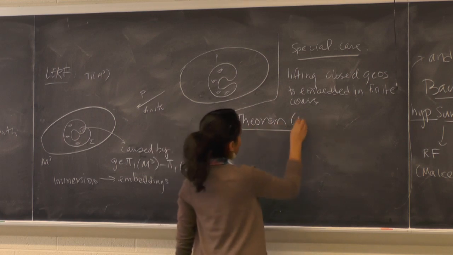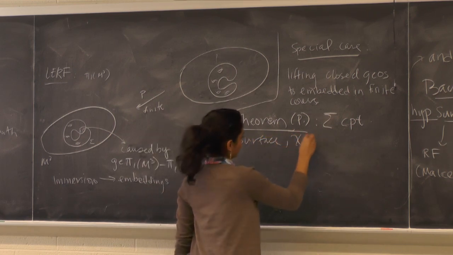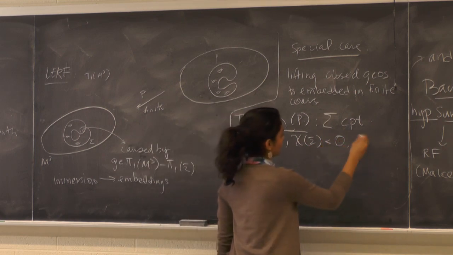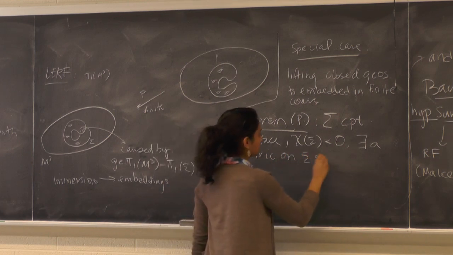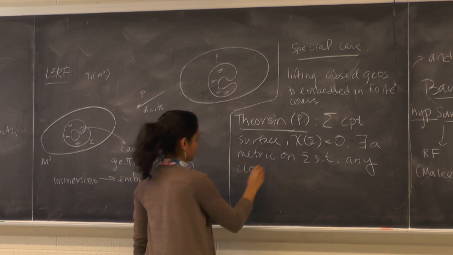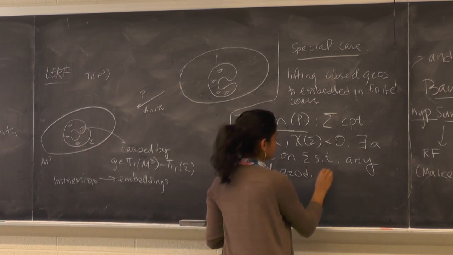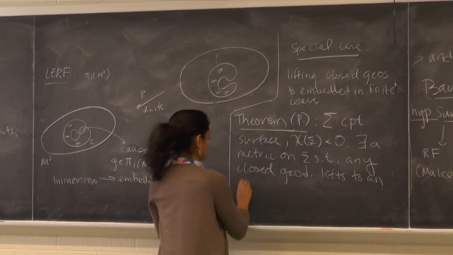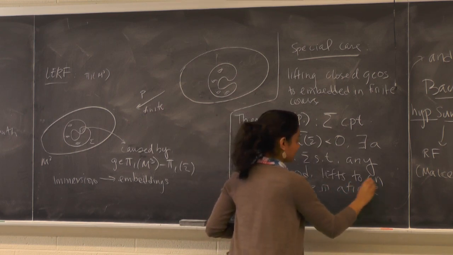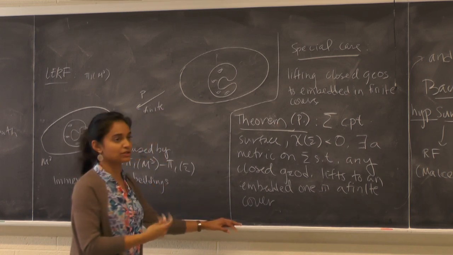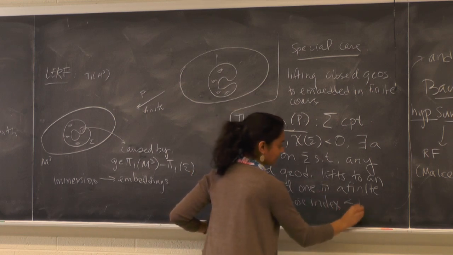So we can do this. If we start off with the same setup, where sigma is a compact surface of negative Euler characteristic, then there exists a metric. Again, I'll tell you what that is later. There exists a metric on sigma such that any closed geodesic lifts to an embedded one in a finite cover. And the index of that is again just bounded in terms of the length of this element, whose index is less than 17 L.